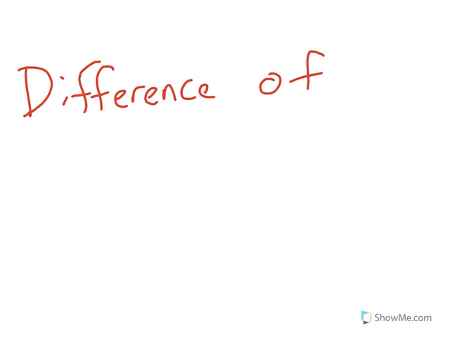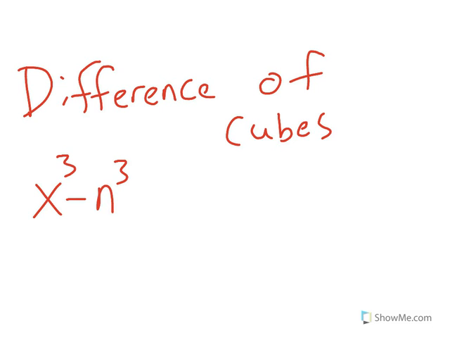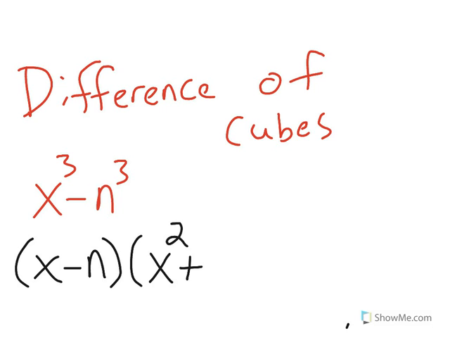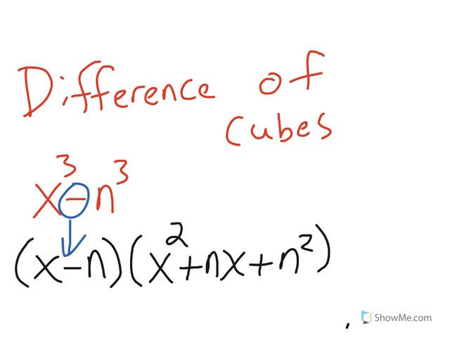Alright, the last thing we're going to do is difference of cubes. So I'm going to write down a rule, and then we're just going to go over examples. So difference of cubes, if I have x cubed minus n cubed, how are you going to set it up? It's going to be x minus n, x squared plus nx plus n squared. There's another one that I will go over as well. But if this is a minus sign, the minus sign is going to drop right down.